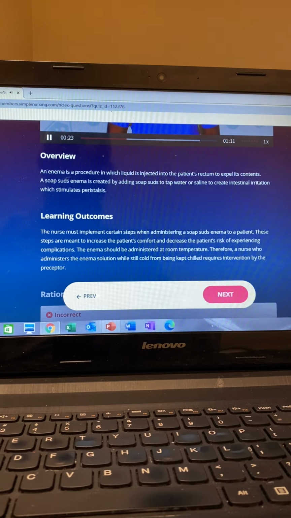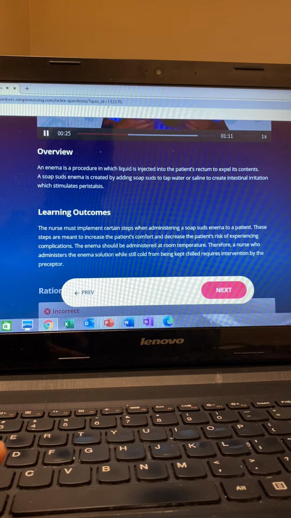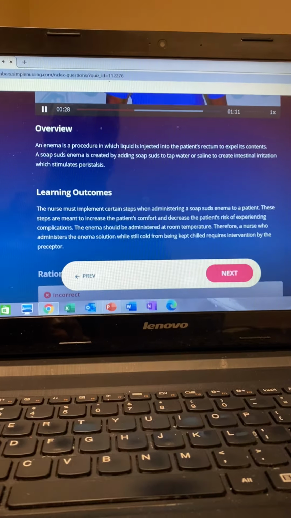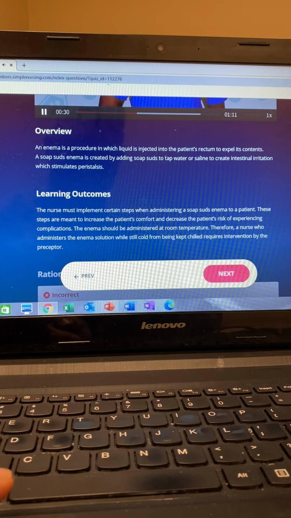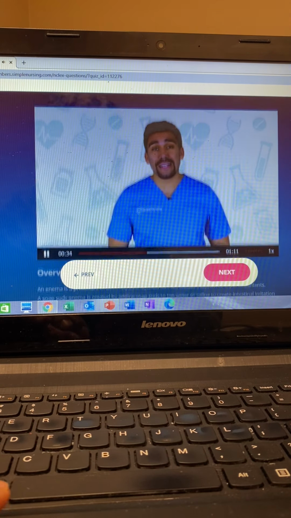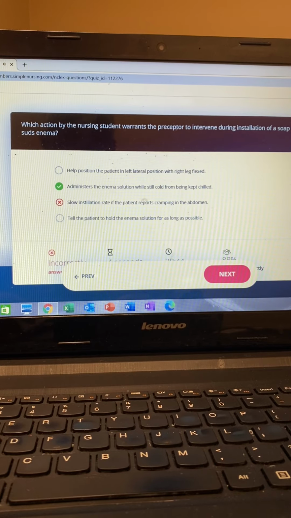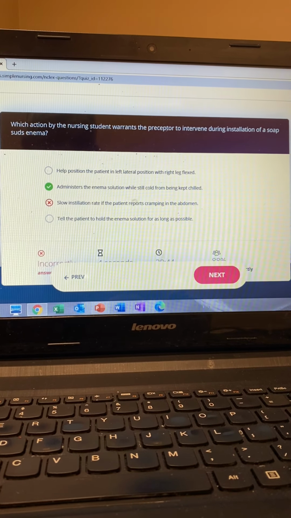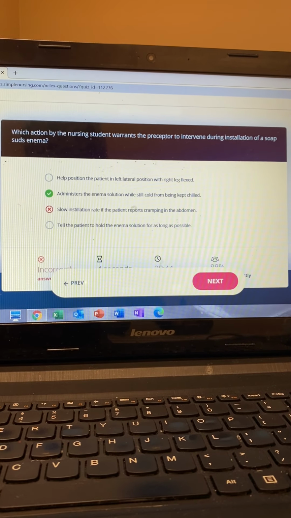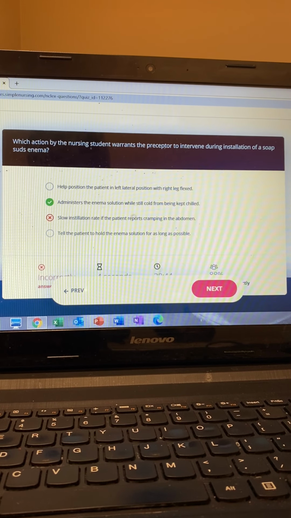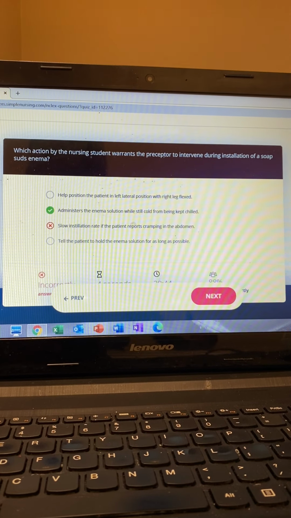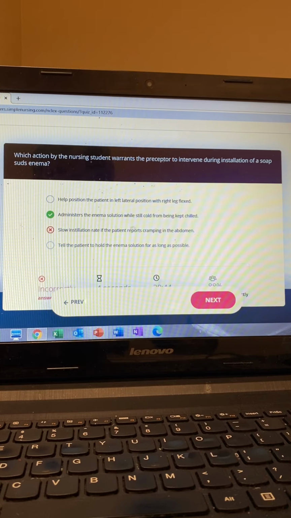So the incorrect options here. Option number 1, we have to skip since it's the correct way to do it. We put the patient on the left side with their right leg flexed. That's a proper way to instill an enema. Now, option number 2 is the improper way so we choose it. Instilling cold enema fluid, guys, that's going to cause cramping. Always warm fluid. Now, option number 3, we have to skip because it's the correct option here.